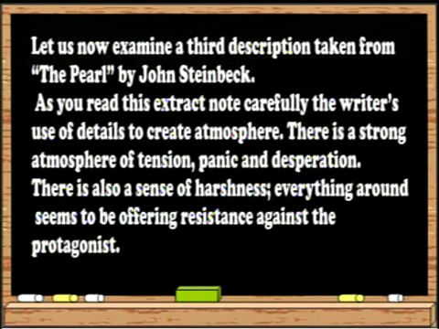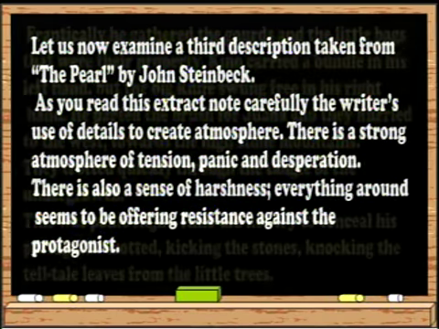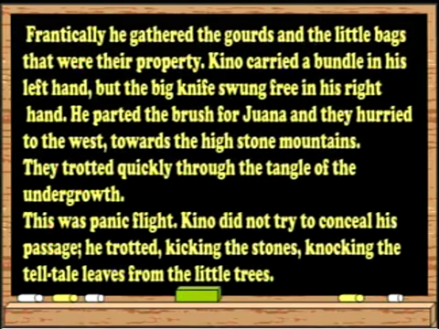Let us now examine a third description taken from The Pearl by John Steinbeck. As you read this extract, note carefully the writer's use of details to create atmosphere. There is a strong atmosphere of tension, panic, and desperation. There is also a sense of harshness. Everything around seems to be offering resistance against the protagonist. Let's see how the writer achieves this.